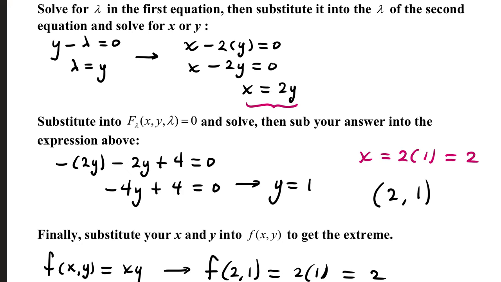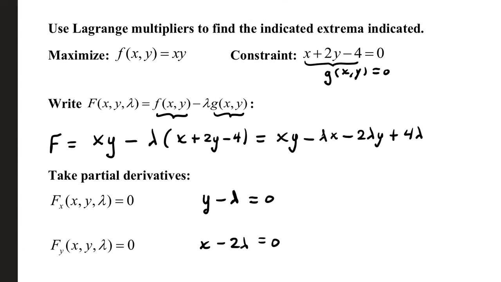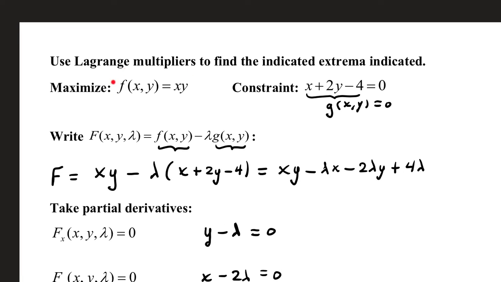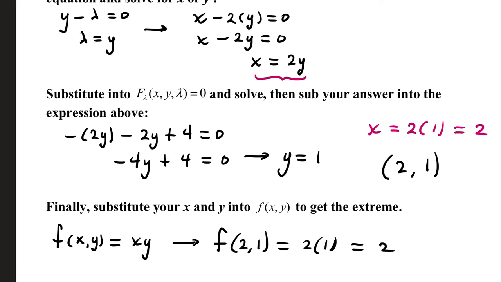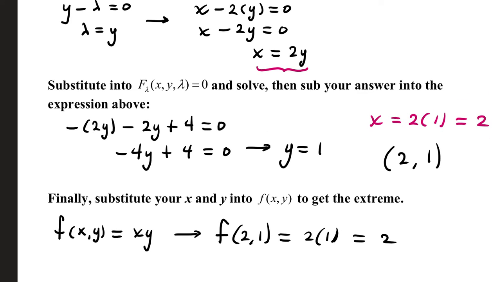Finally, we substitute this point back into the very original function we're supposed to maximize, lowercase f of x, y, which is defined as x times y. At the very end, we take our function given and plug in 2 and 1 for x and y respectively. X times y gives us 2, and that's our maximum value.